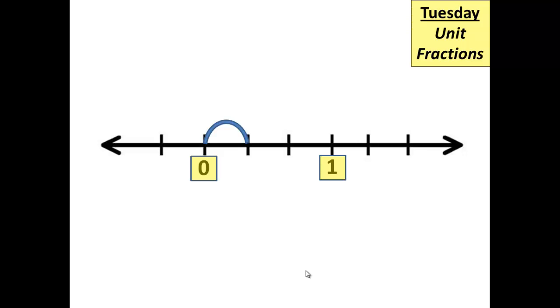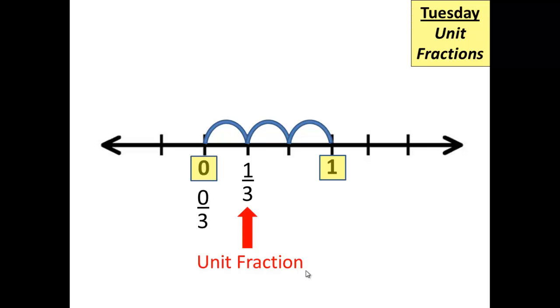In this case, 1, 2, 3 equal pieces, which means that this number line is cut up into thirds, and our unit fraction is 1/3. And once you know your unit fraction, everything else on the number line can be written out of 3. For example, 0 can be written 0 out of 3. 2/3. 1 is the same as 3/3, and you can keep going. 4/3, 5/3, and so on.